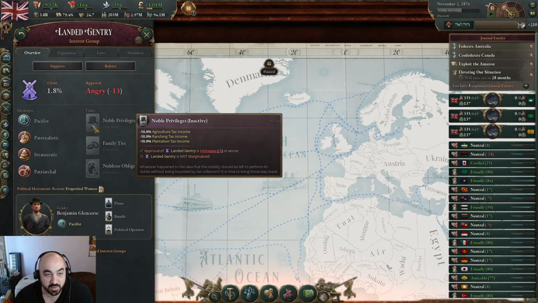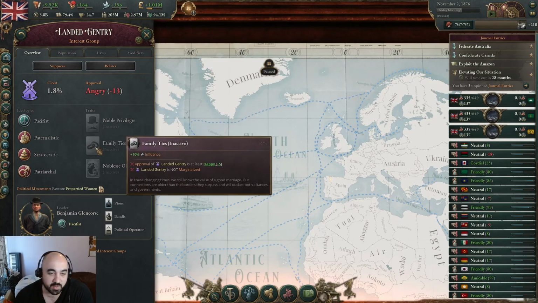Okay, let's just talk into them. The malus is kind of annoying. It's minus 10% on agriculture and ranching and plantation tax income. It's not that big a deal. In general, let's get through them and then we'll talk about it.